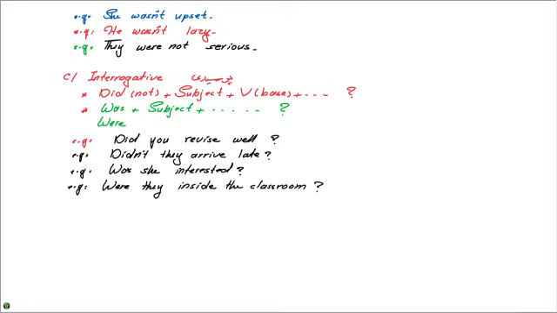It means with the main verb, revise, we use did. But with the verb to be, was and were, we just put the verb to be in front of the subject.